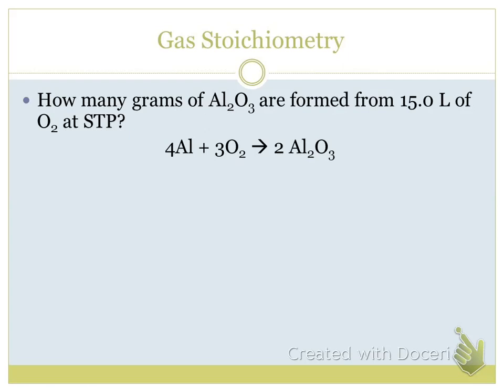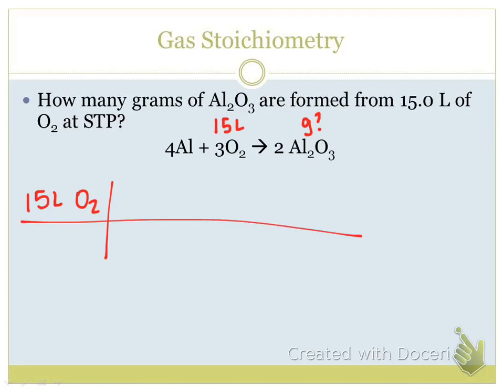We're looking for grams from 15 liters. Start with what we know, 15 liters of O2. We need to get from liters of O2 somehow to grams of Al2O3. Okay, so what's got to be my first step? Liters to what? Liters to moles.